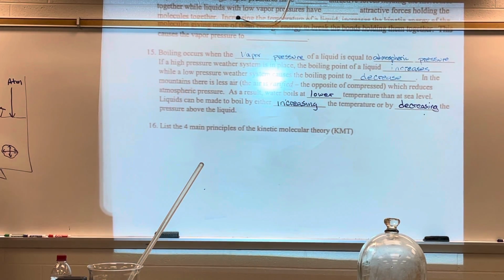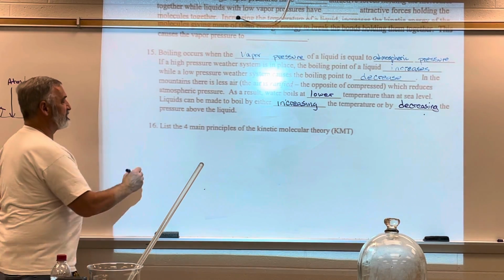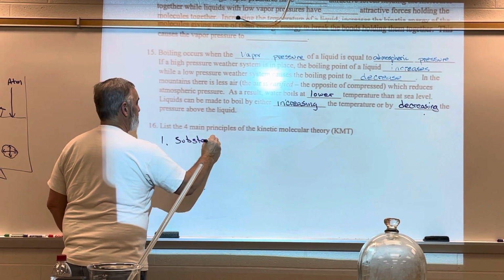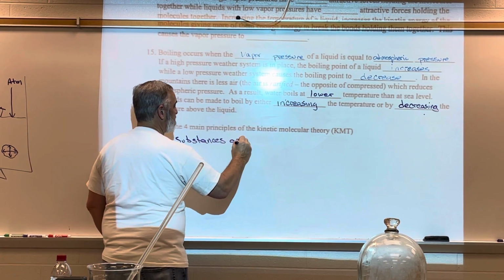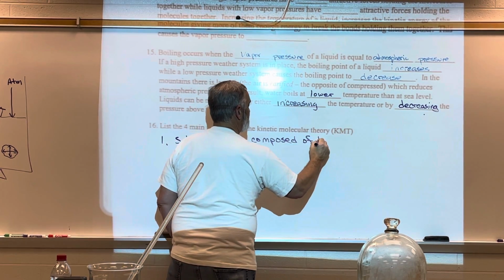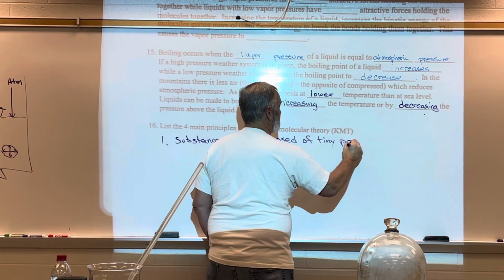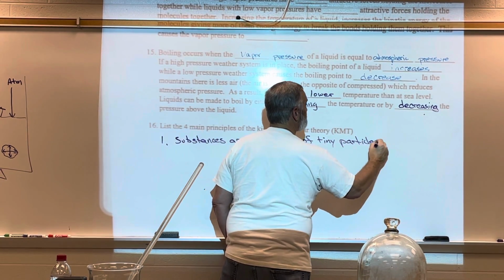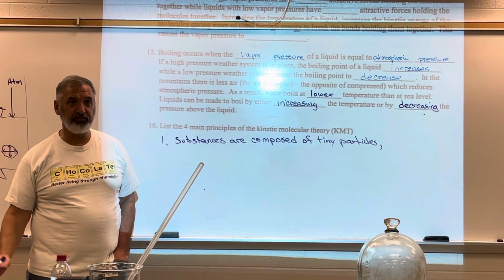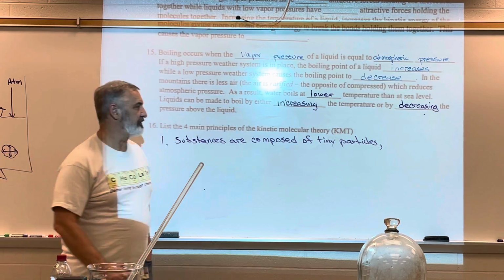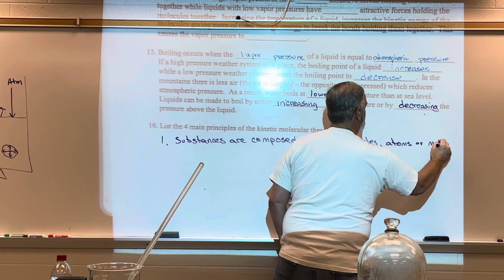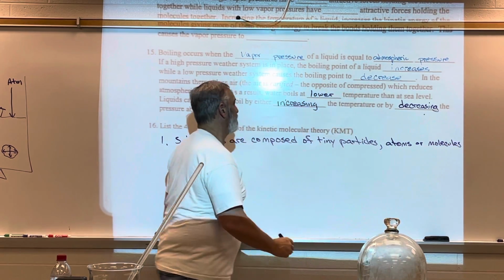Now, let's just list the four main principles here. Number one, substances, these aren't anything new, are composed of tiny particles. And what's the tiniest particle of an element? What's the smallest part of an element? An atom. What's the smallest part of a compound? A molecule. Atoms or molecules. So these are very tiny. Okay?